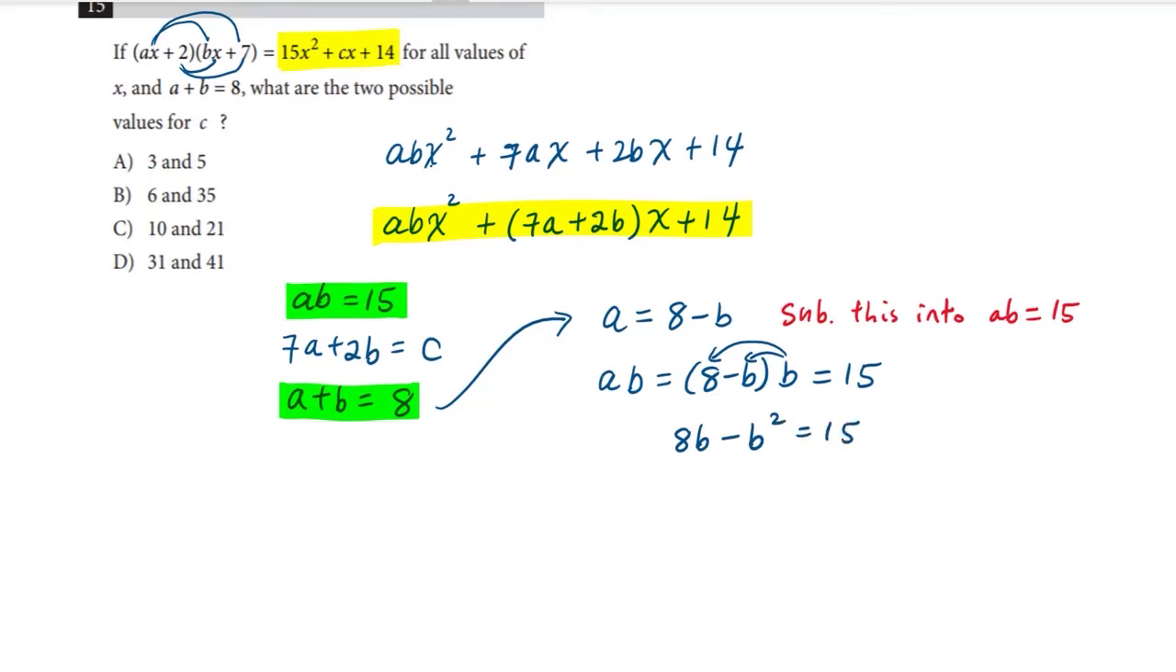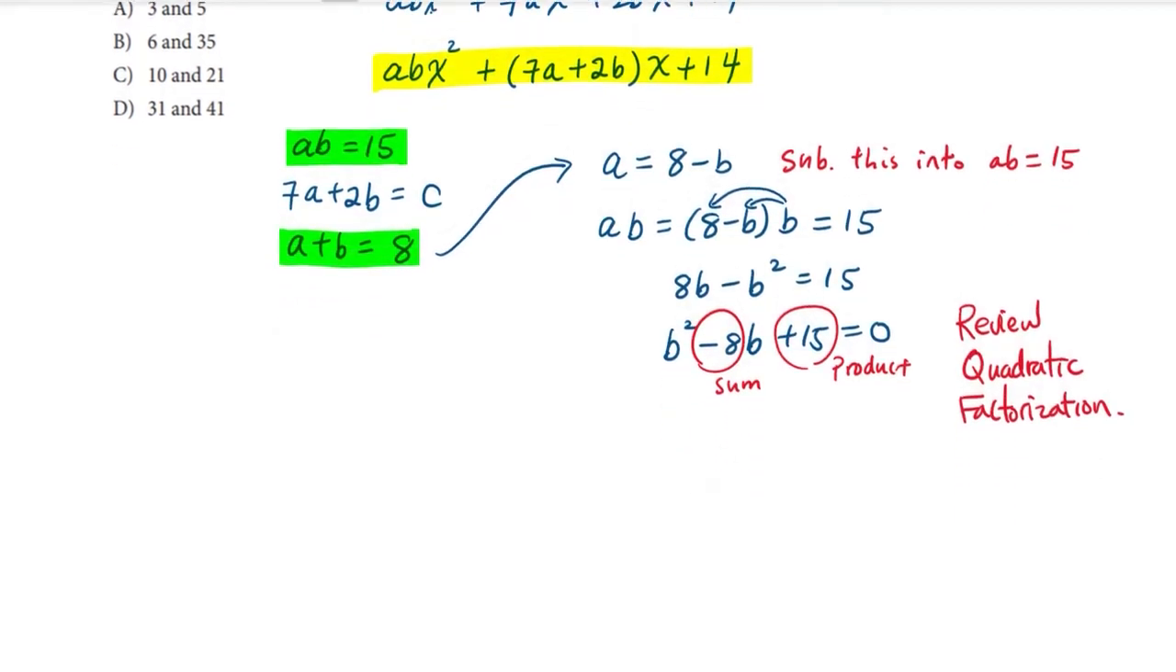So I'm going to move everything to one side, to the right side, so we have a positive coefficient for the b squared term. So b squared minus 8b plus 15 is 0. We're going to solve for b using factoring, because I think it is factorable. This is the product and this is the sum. If you're not sure how to factor this quadratic equation, make sure you review quadratic factorization.